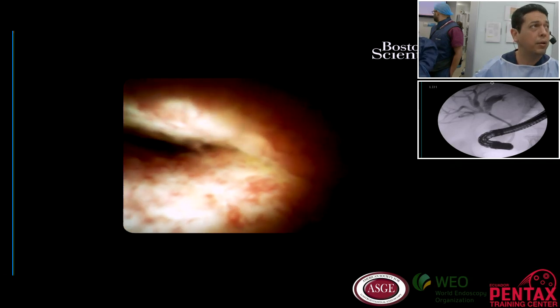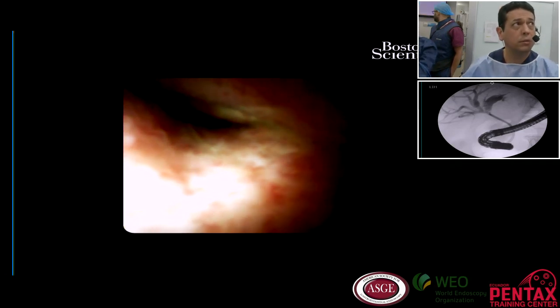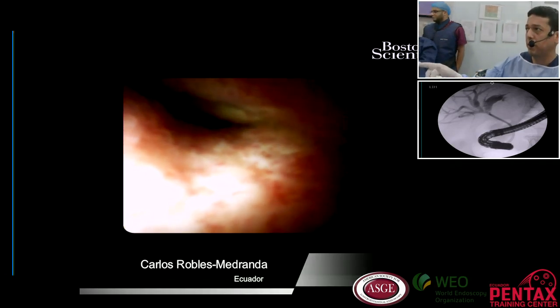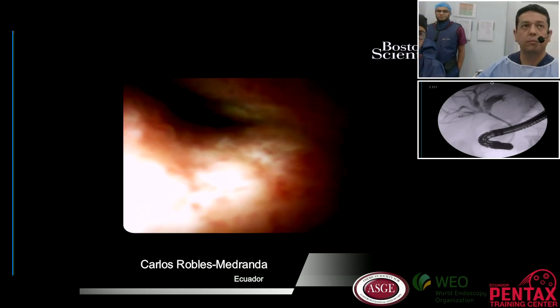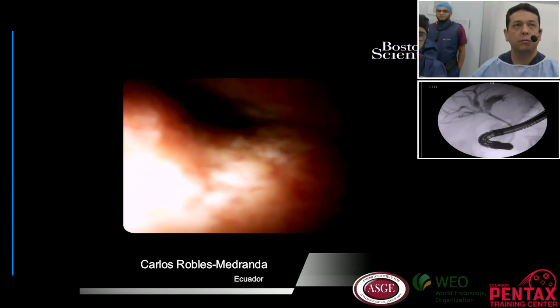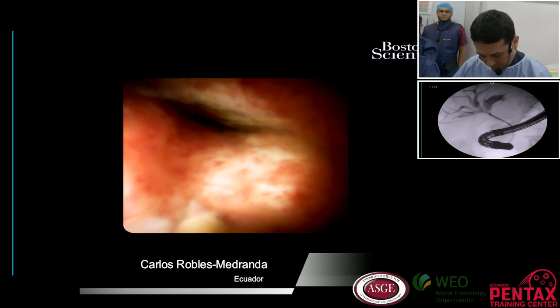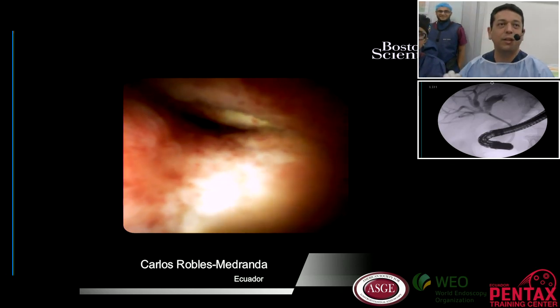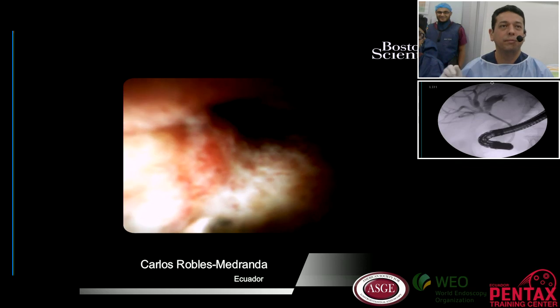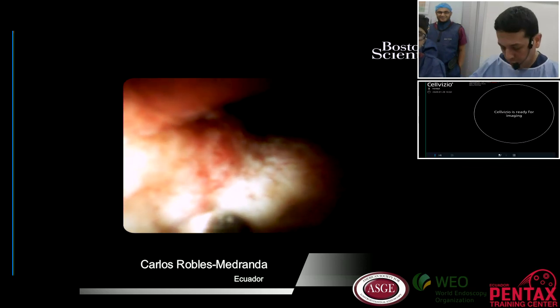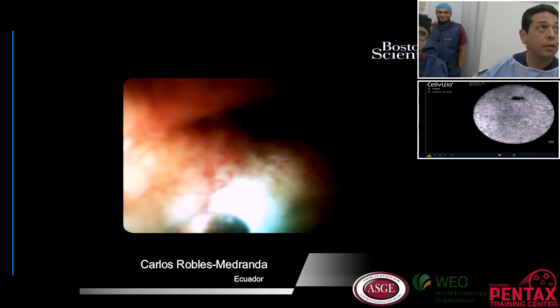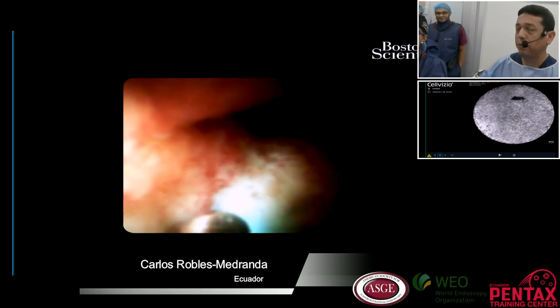So I will start using my confocal. Please, confocal. My team is very good, huh? She already had the confocal here. Okay, so we give the fluorescein. Can we see the confocal, please?